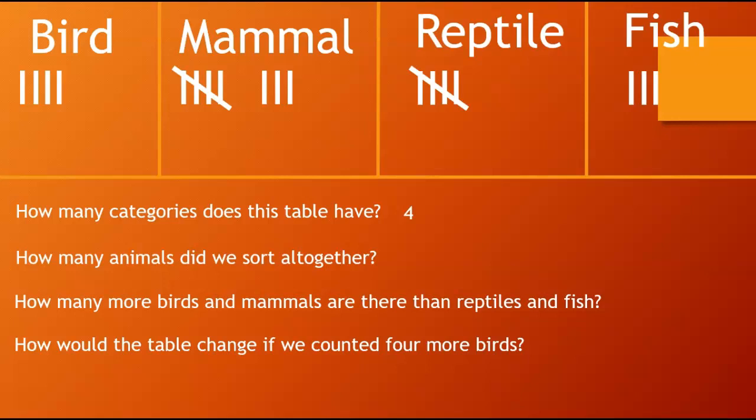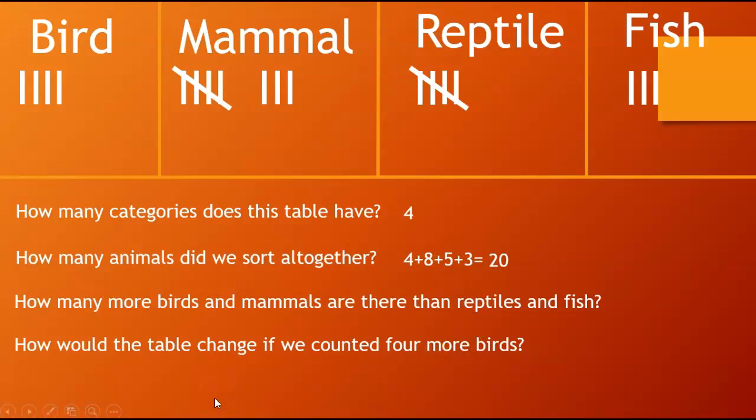Now, how many animals did we sort all together? We had quite a few animals. So all we needed to do to answer this question was count the tally marks. So count up those tally marks and write your answer. Did you count up 4 plus 8 plus 5 plus 3, which all together is 20? So you could count all the tally marks, or you could have just written out a long addition problem here like I did.